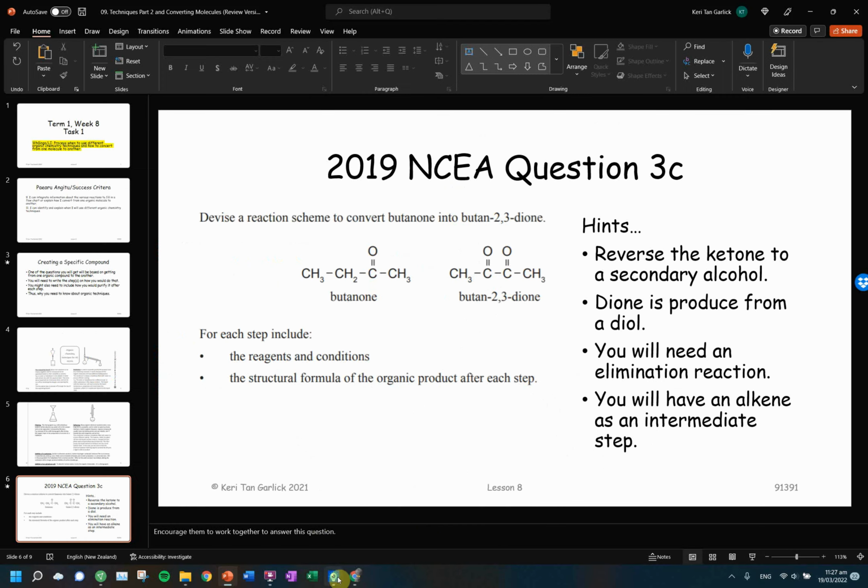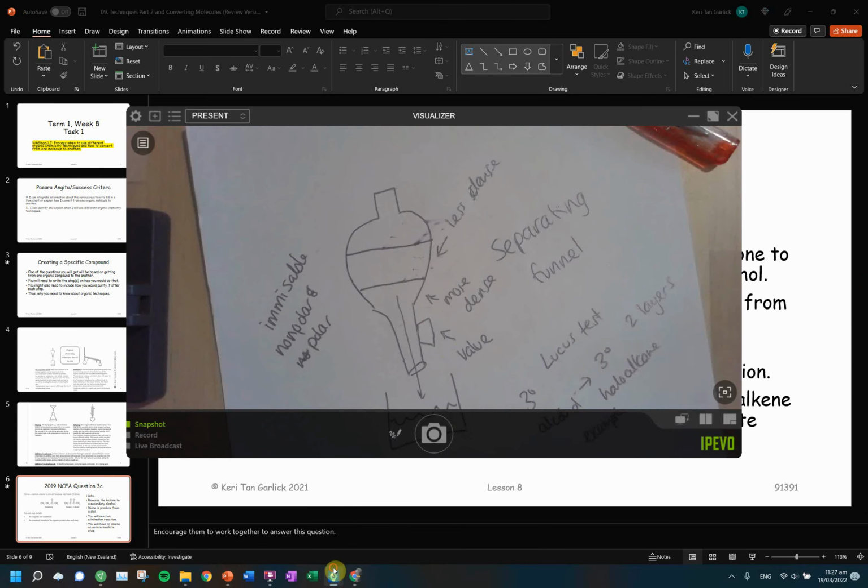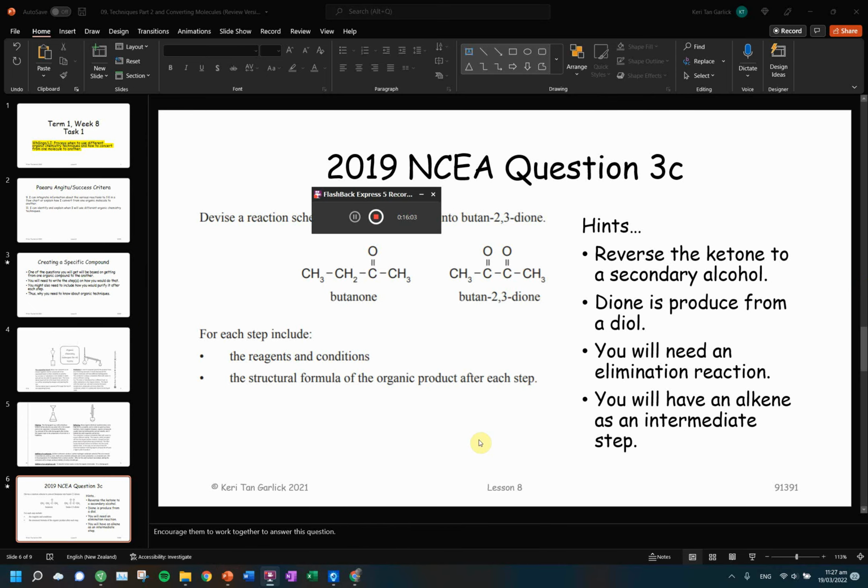Cool. I'm just taking a note of the time on the recording so I can put bookmarks in. So we're at 16:05 and we're doing 2009.